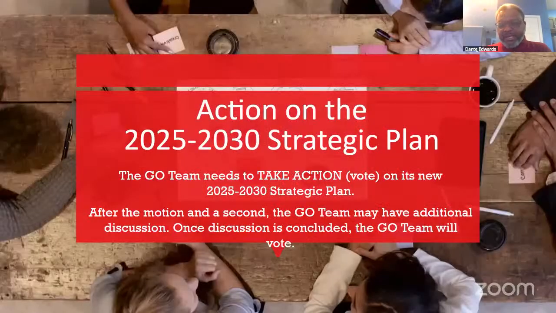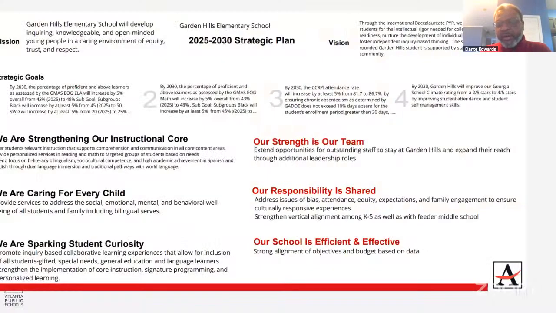And so the next item is to take a vote in order to approve this strategic plan, which will be our plan from 2025 to 2030. Does anybody have any questions about our plan? So this is everything that I gathered from our previous meetings, plugged it in, and this is where we landed. And Ms. Moore, whenever you're ready, whenever the team is ready, you can go ahead and take a vote to approve it.